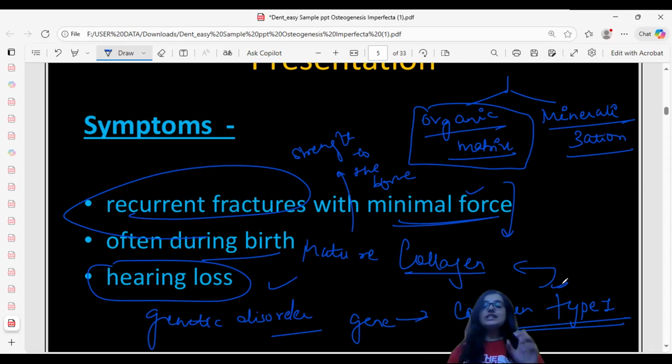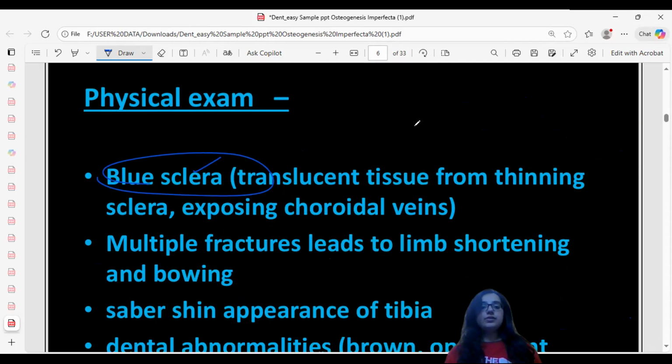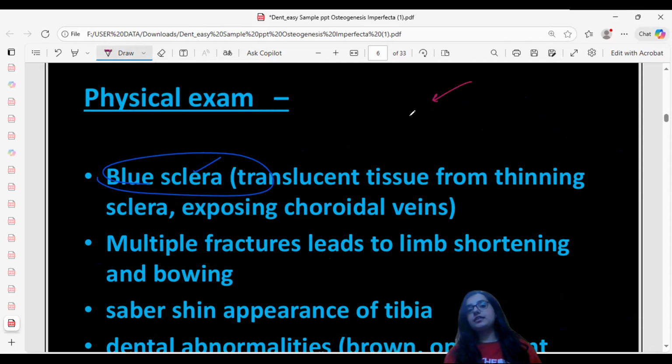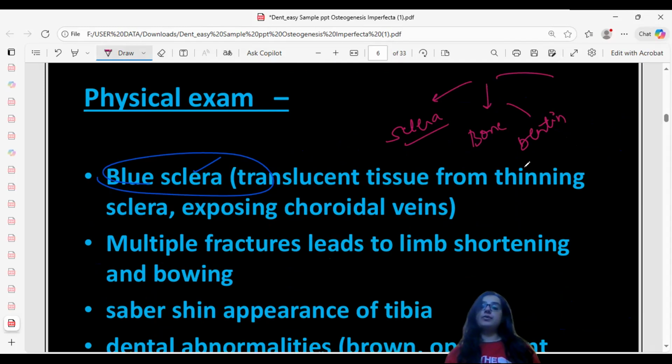Now this collagen is present in various other tissues as well, like the sclera. It's in the bone, so definitely. Besides that, it is there in the dentine as well. Where else will it be? It is there in the lungs, and it is there in the skin. So multiple tissues it is present in.